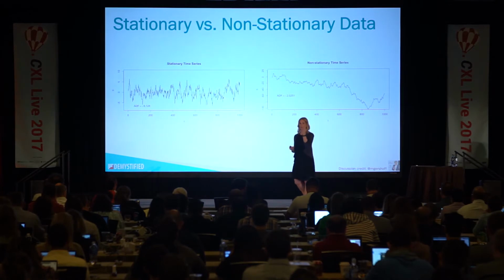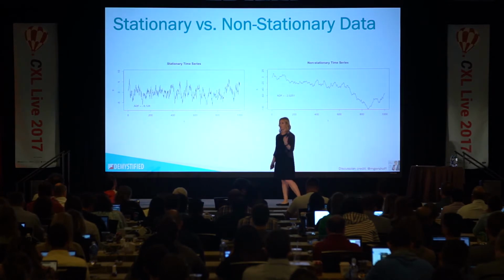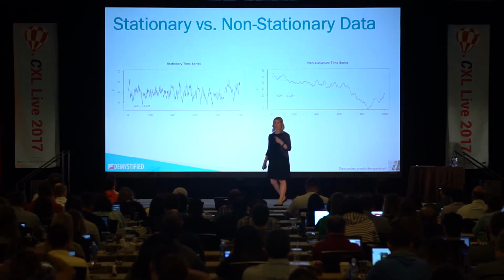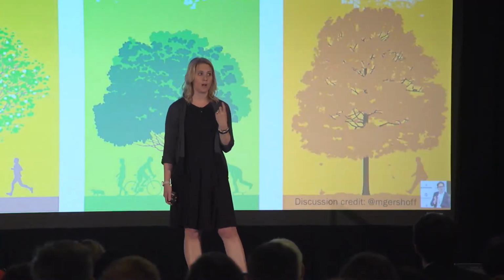Stocks are a really good example of this. They can tank one day and they're never going to come back. Now, there are two problems with this kind of data. One is seasonality.